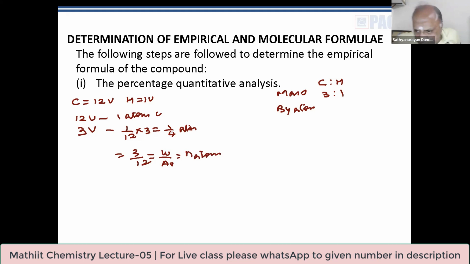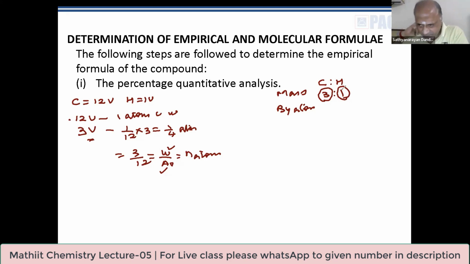Ayush, any problem? No, sir, can you please repeat? I said 12 u means one atom. So 3 u means how many atoms? 3 by 12. 3 by 12 is nothing but weight by atomic mass, because 3 is the weight. Ratio by mass, 3 is to 1 part. 3 parts means by mass. Mass means weight. Lakshya. Ratio by mass means 3 parts in grams combining with 1 part by weight, or in grams, of hydrogen.